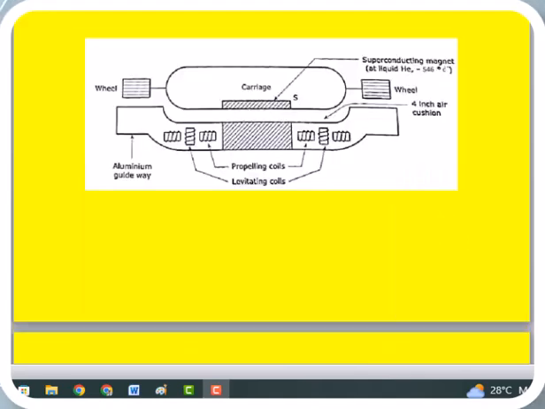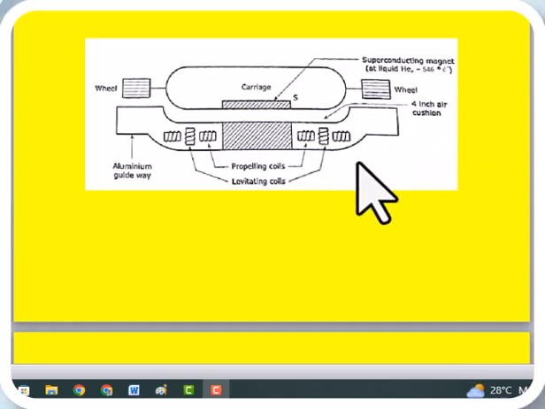In this magnetic levitation, superconducting magnets are used, that is, helium in the fluid or liquid state at minus 540 degrees centigrade is used, so that it provides a constant or stable, powerful magnetic field for the movement of this magnetic levitation.